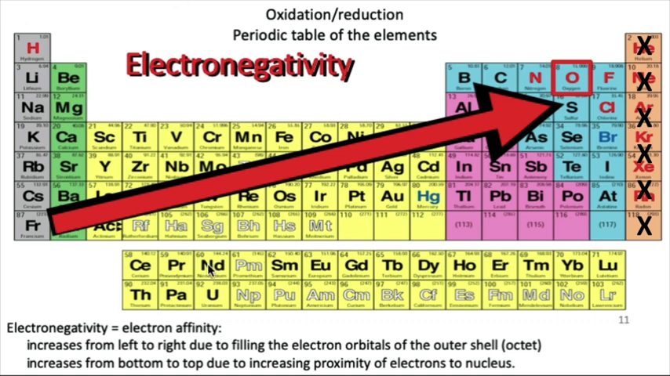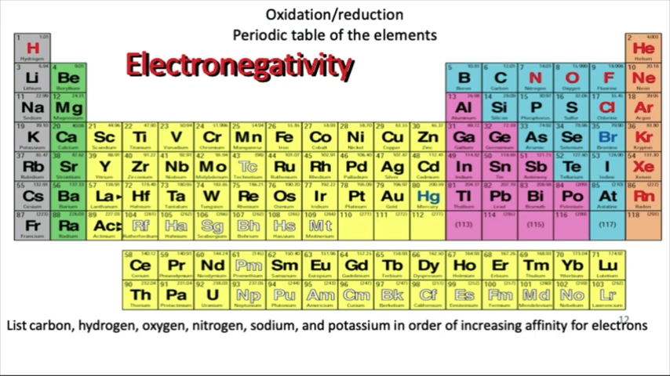Atoms toward the left-hand side of the periodic table will tend to lose their electrons to atoms in the upper right-hand corner because the atoms in the upper right-hand corner have very high affinity for those electrons. This is profoundly important because it is the falling of these electrons that drives life.